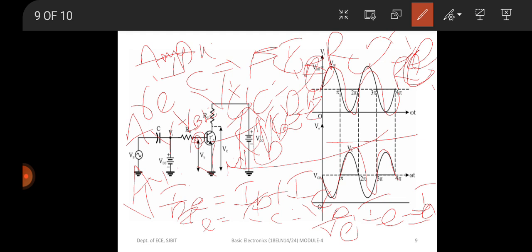That is one of the applications of the BJT: it is going to act as an amplifier, right? So it is going to get amplified.